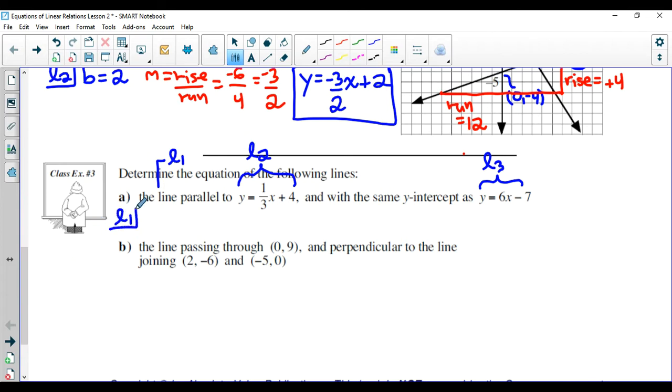Okay, so here's what we need to look at. So for my line L1, it says the line I'm going to write an equation for is parallel to this line right here. Okay, now for this line, your slope is 1/3. And the slope of lines or line segments that are parallel are the exact same slope. So maybe what I could say right here is the slope for line 1 would be equal to the slope for line 2 if parallel.